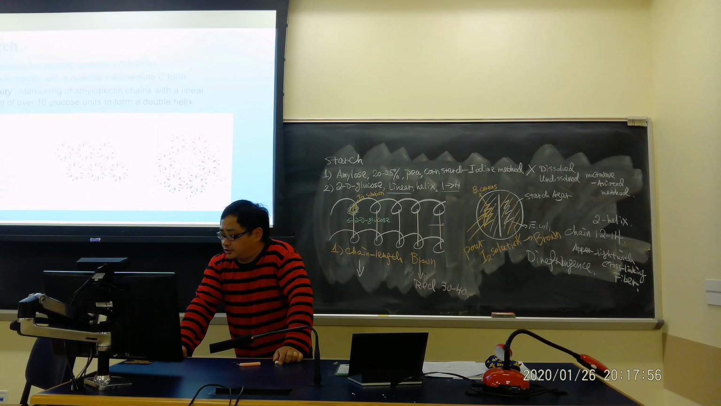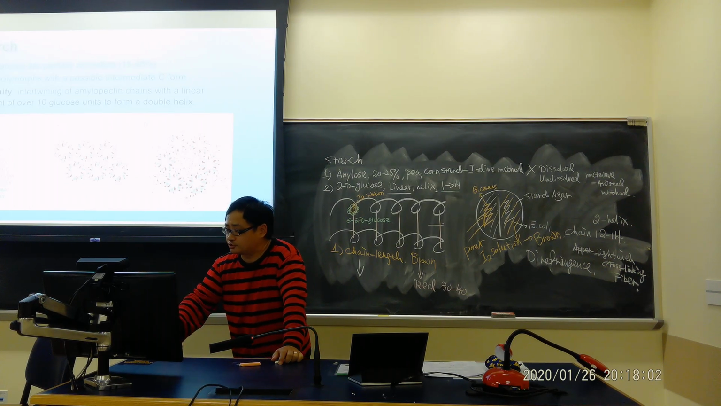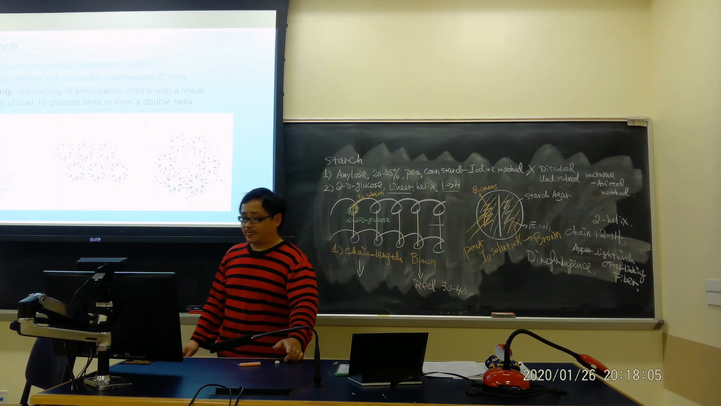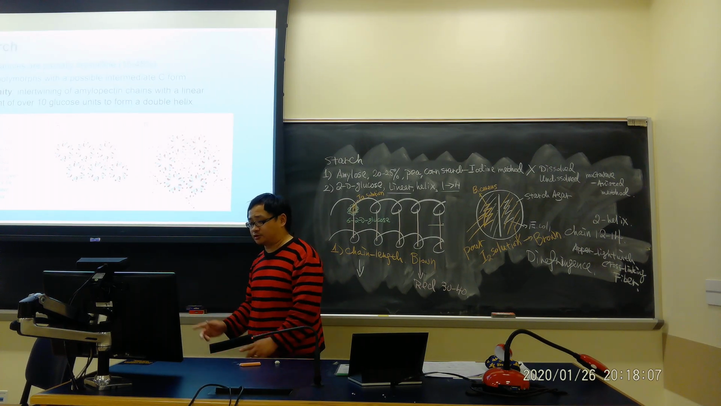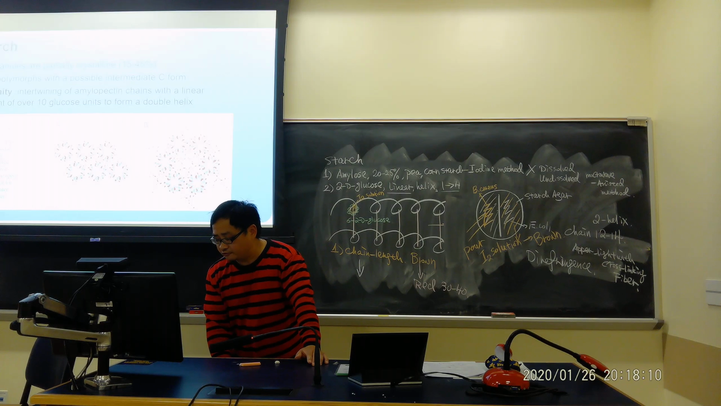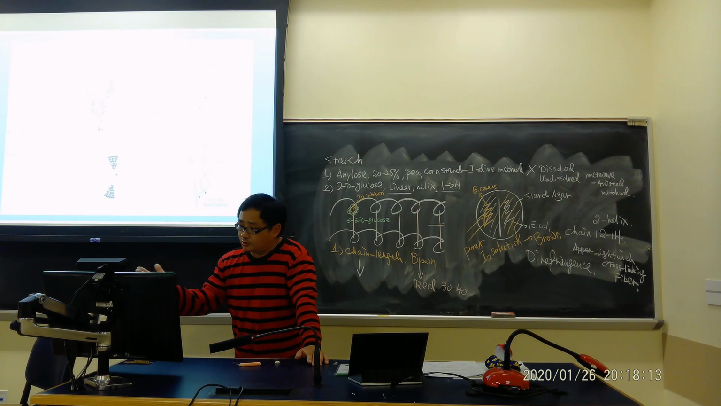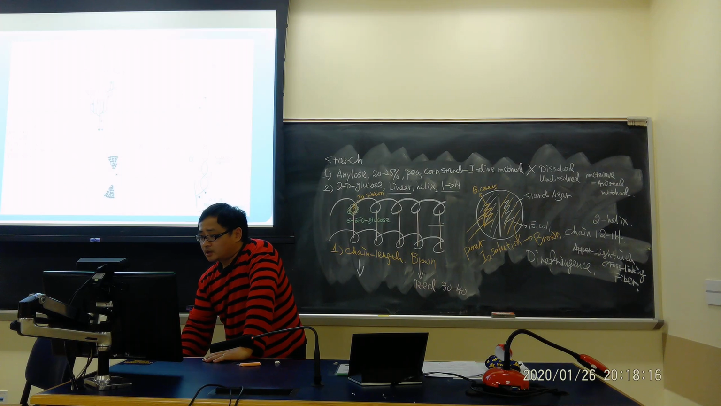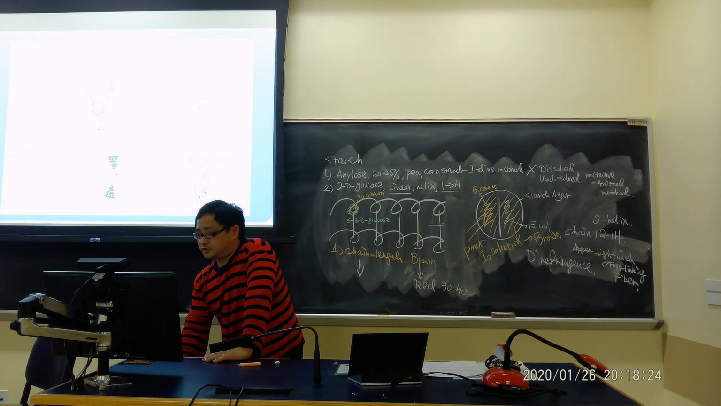This is intertwining the amylopectin with a linear component of usually over 10 glucose units to form the double helix. Okay, so I'll let you know, there's a little bit of crystalline there, about 15 to 45%. This is the one we already mentioned. The picture A is showing you a typical molecule of amylopectin. We see the A chain, B chain, we mentioned the C chain with the reducing ends. The B picture, which is type B, has amorphous and crystalline region.